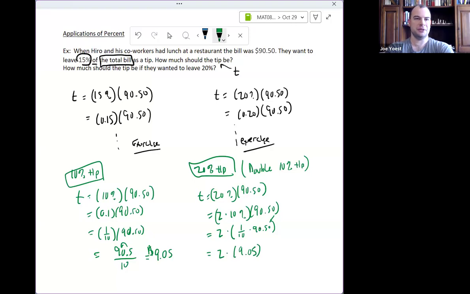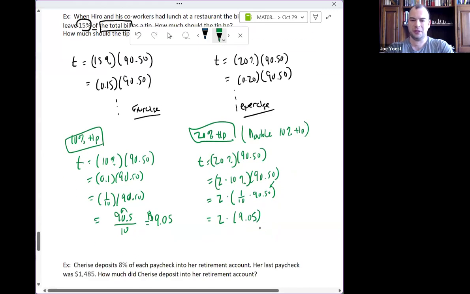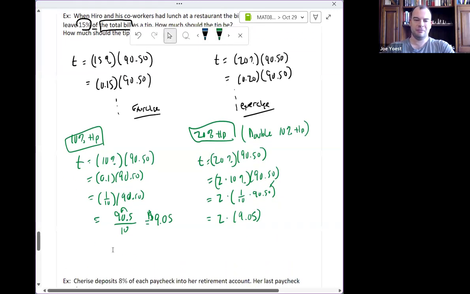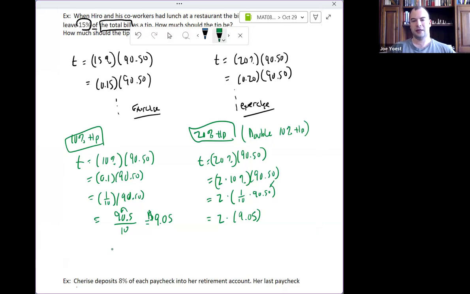Right? Leaving a 20% tip is just double the tip that I would leave if I left a 10% tip, and a 10% tip is really easy to compute. So I figure out what a 10% tip would be, $9.05, just move the decimal point one place. And then if I want to leave a 20% tip for pretty good service, I would double it. 2 times $9.05, I double the whole dollar amount to 18, double the cents amount to 10. If I wanted to leave a 20% tip, I would leave $18.10.